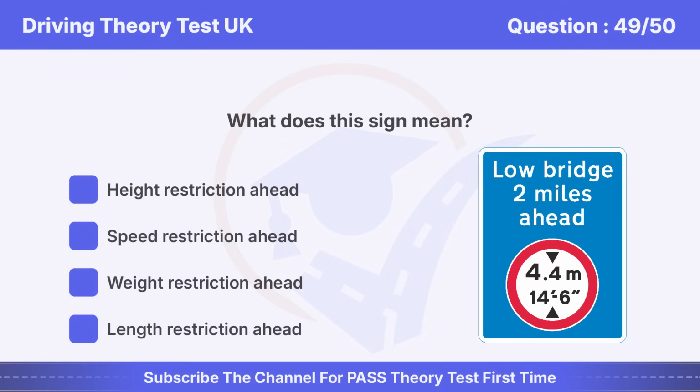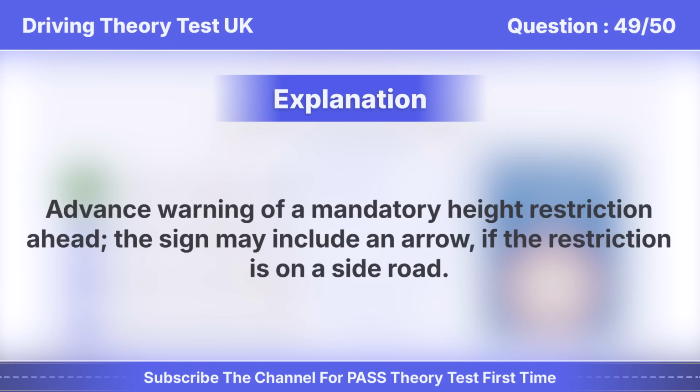Question 49. What does this sign mean? Option A. Height restriction ahead. B. Speed restriction ahead. C. Weight restriction ahead. D. Length restriction ahead. Answer is A. Height restriction ahead. Advance warning of a mandatory height restriction ahead. The sign may include an arrow if the restriction is on a side road.